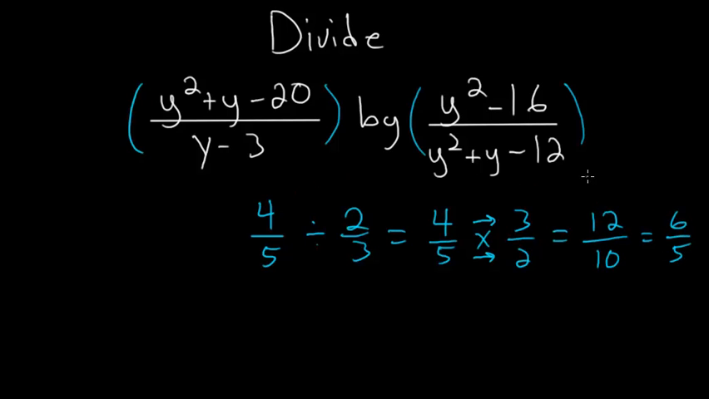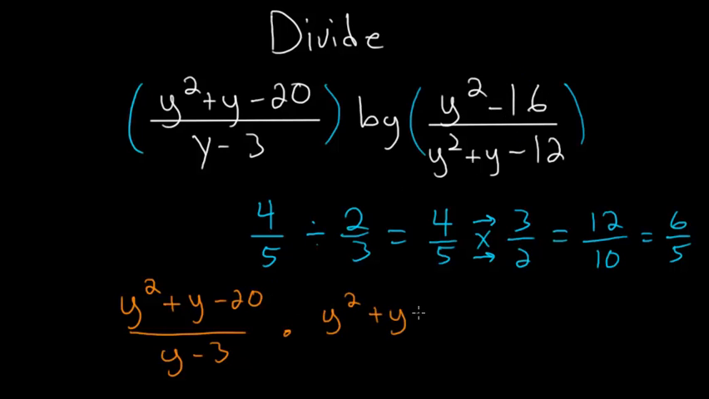Now let's apply this principle to our problem. We have this fraction here divided by this fraction, which would be the same thing as the first fraction times the reciprocal of this fraction. So we just need to flip this fraction and multiply it. So we have that (y squared plus y minus 20) divided by (y minus 3) is multiplied by the reciprocal of this fraction, which is (y squared plus y minus 12), all divided by (y squared minus 16).